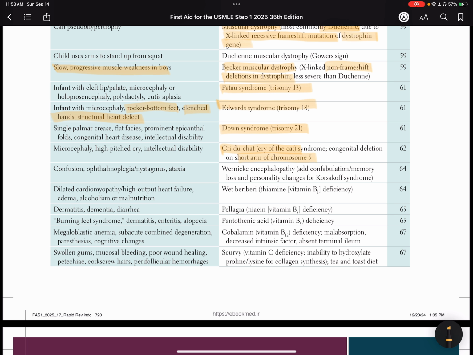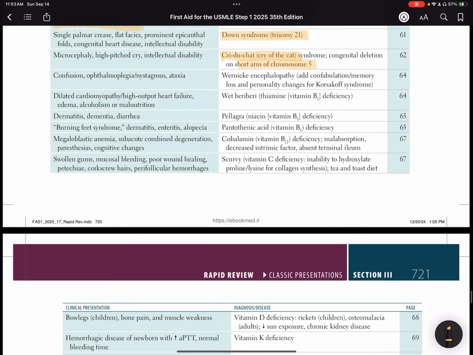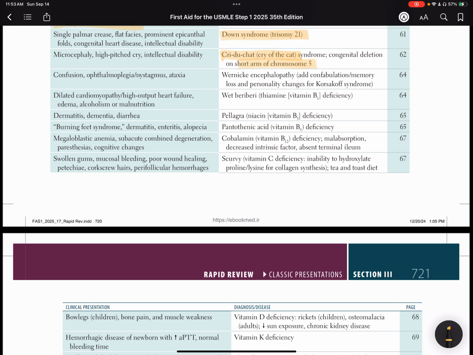Next clinical presentation is confusion, ophthalmoplegia, and nystagmus ataxia. This is caused by Wernicke encephalopathy, and if you add confabulation, memory loss, and personality changes, it becomes Korsakoff syndrome. So once again, confusion, ophthalmoplegia, and nystagmus ataxia is Wernicke encephalopathy. Add confabulation, memory loss, and personality changes, it becomes Korsakoff syndrome.